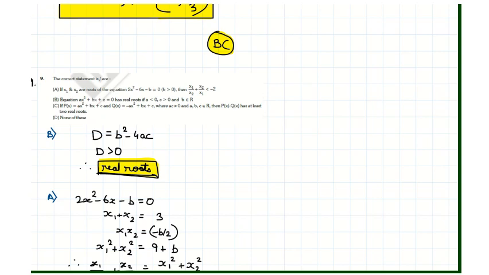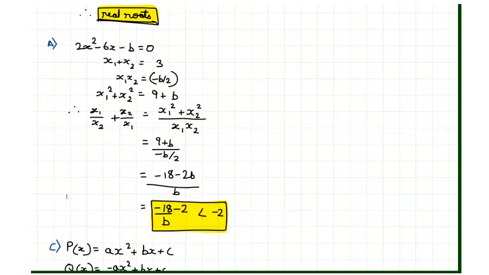If a is less than 0, then p of x may or may not have real roots, but q of x will have real roots. Thus a, b and c are correct.